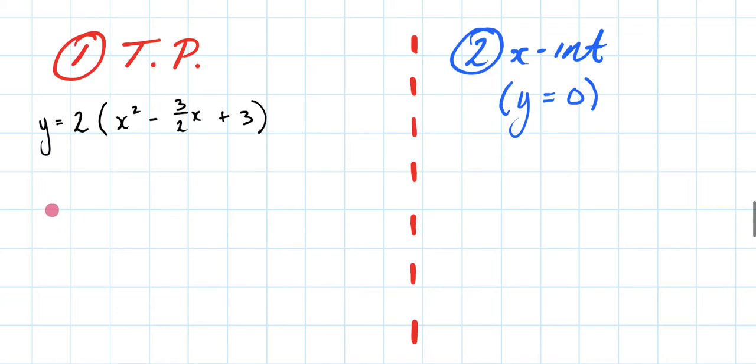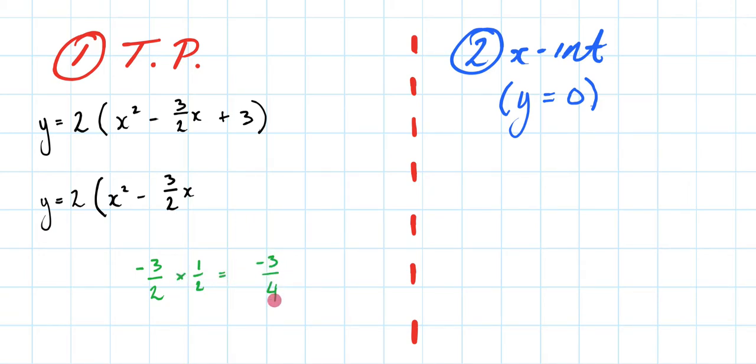Next, I'm going to go y equals 2. Now I'm going to complete the square for this. So I'll have x squared minus 3 over 2x. Now, what I'm going to do is take the coefficient of x, which is negative 3 on 2. I'm going to halve it. So that's timesing something by a half. So I'm going to get negative 3 on 4. Then I'm going to square it, which is going to get me 9 on 16. And I'm going to plus that here.